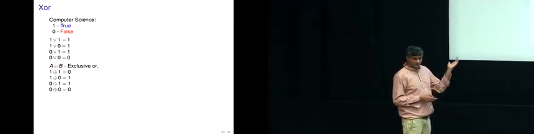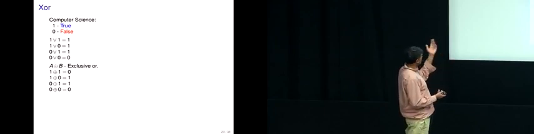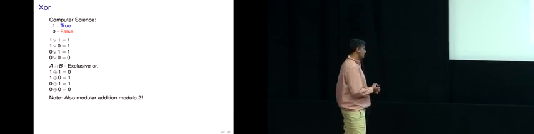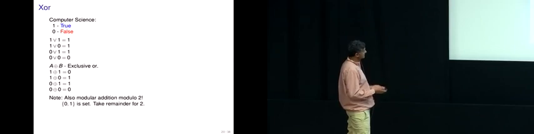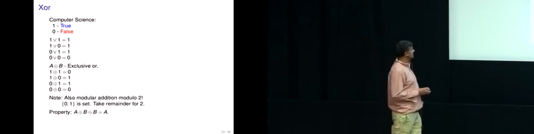You can think of it as also the parity of the number of bits. If it's even, it's 0. If it's odd, it's 1. It's also addition modulo 2. It's exactly the same. You just take the remainder mod 2.